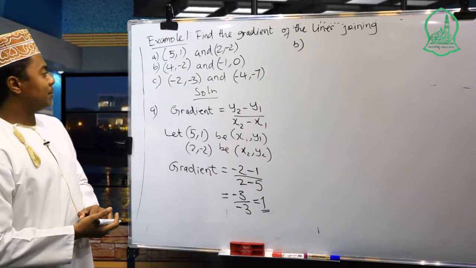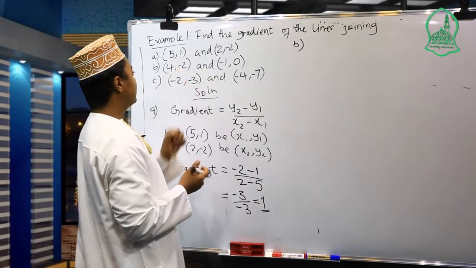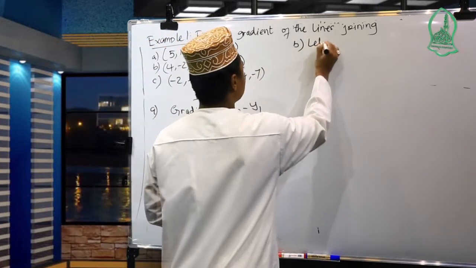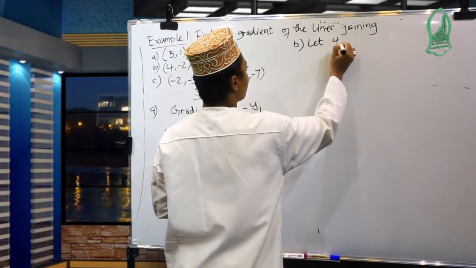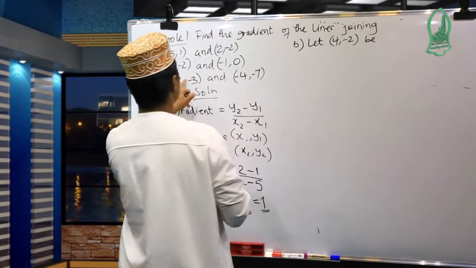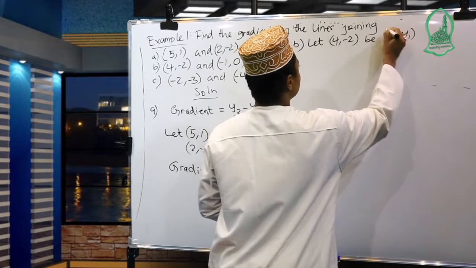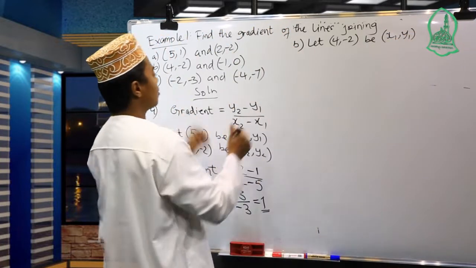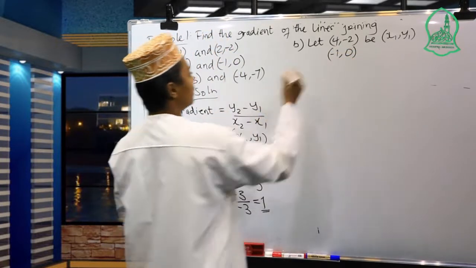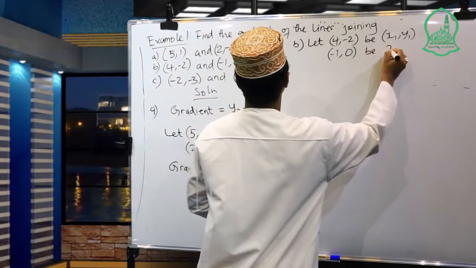We have these two points also. So we have to find the gradient between these 2 points. So let this one, 4 comma negative 2, be x1 comma y1, and also negative 1 comma 0 be x2 comma y2.